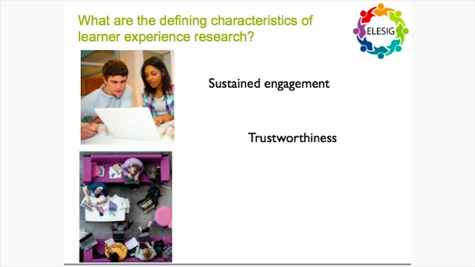The second defining characteristic of learner experience research is trustworthiness. We hope that learner experience research is used to improve the research validity or trustworthiness of what we know about how learners use technologies to support their studies. This includes the notion of triangulation, that is, using a variety of different data types and sources and comparing these for consistency, confirming and cross-checking accounts and observations as we go.